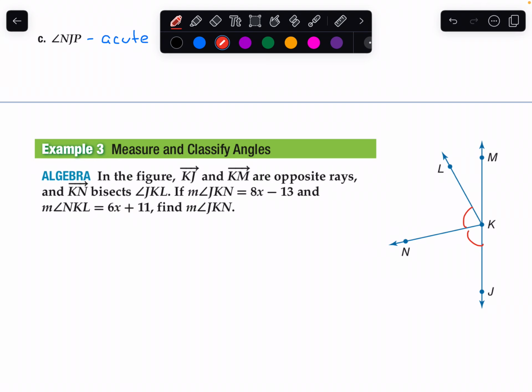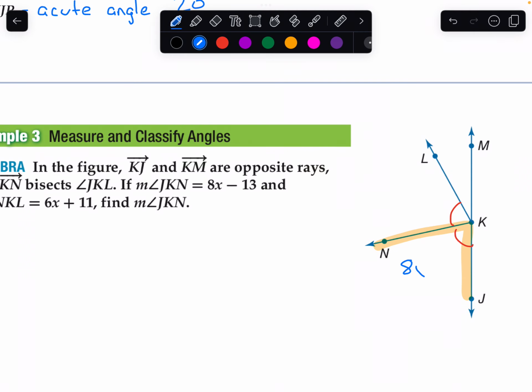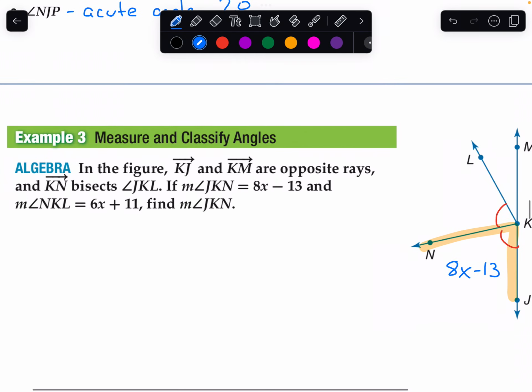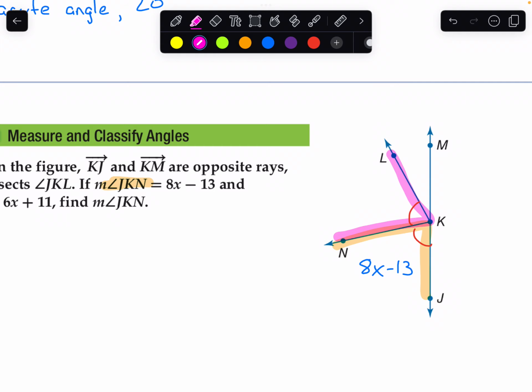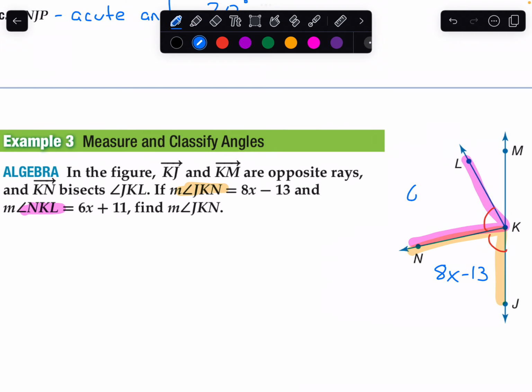Let's keep going. If the measure of angle JKN, which is this one, equals 8x minus 13. Switch back to blue here. 8x minus 13. And the measure of angle NKL, I did this one in orange. Let's do this one in pink. NKL equals 6x plus 11. 6x plus 11. Find the measure of angle JKN. Oh, that's the same one as before. We'll use orange again.